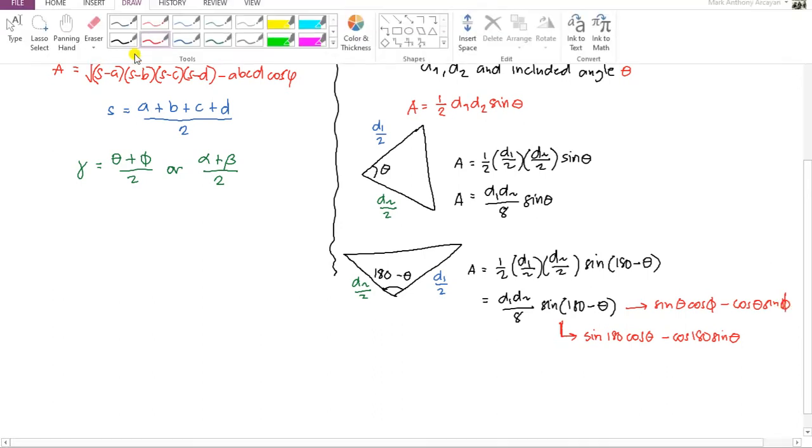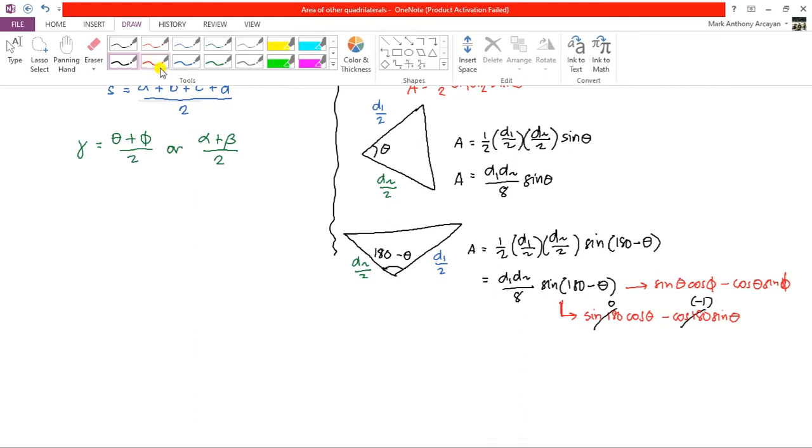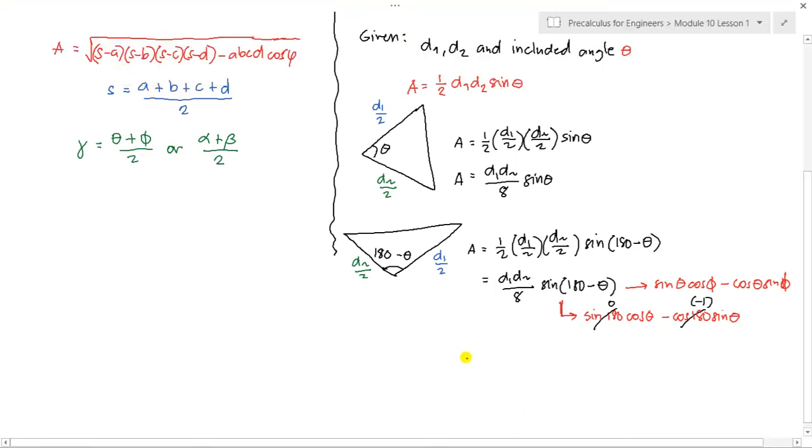Here, sine 180 is 0, right? When you plug sine 180 into the calculator, it gives 0. However, for cosine 180, this is negative 1. And since we have a negative here, it becomes positive. So what's left, or the equivalent of sine of 180 minus theta, is just equal to sine theta. So therefore, this is d1 d2 over 8, times sine theta.